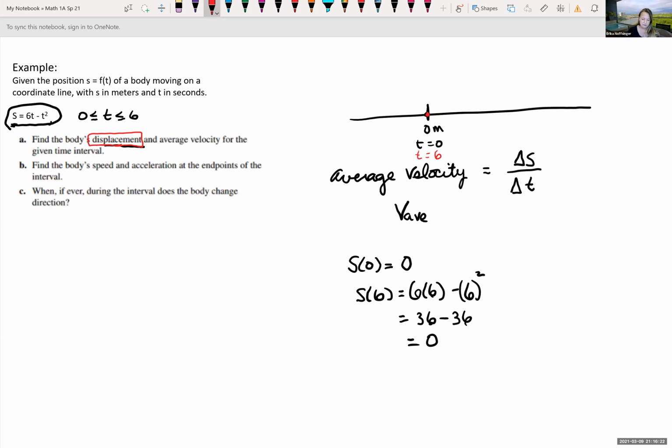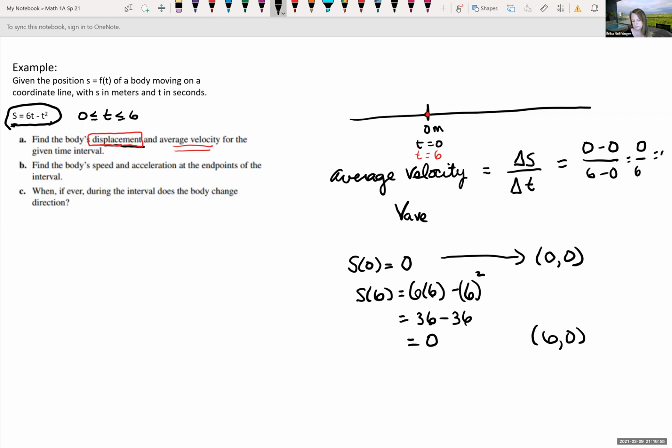And it wants the average velocity. So we want to look at the change in our s value, our y. Well, this is a point, right? At time 0, we're 0 meters away. At time 6 seconds, we were 0 meters away. And so if I look at this, I got 0 minus 0 all over 6 minus 0, which is 0 over 6, which is 0. So the average velocity is 0.